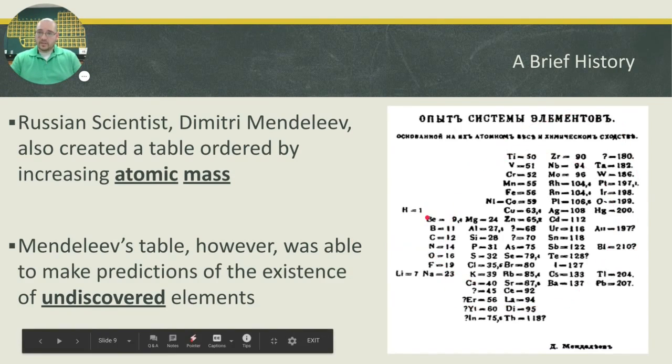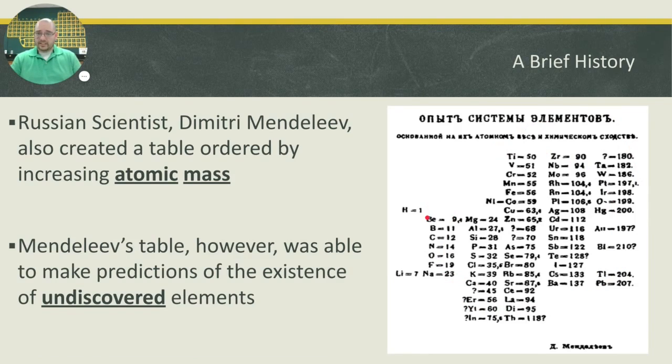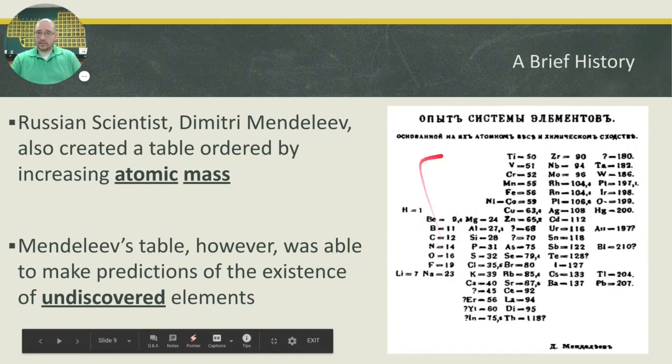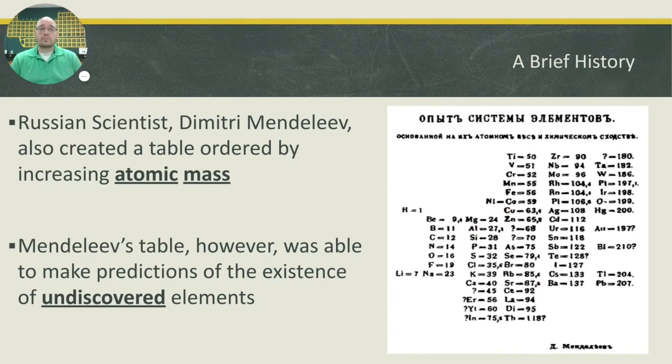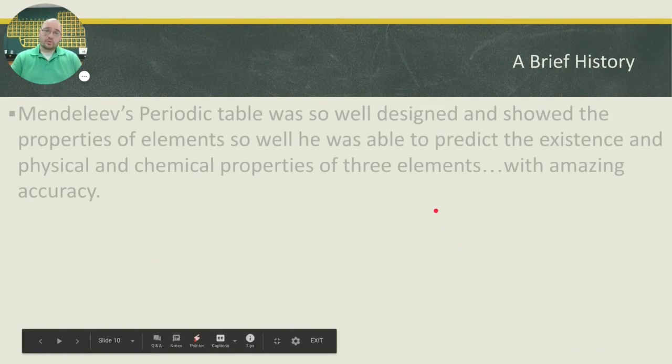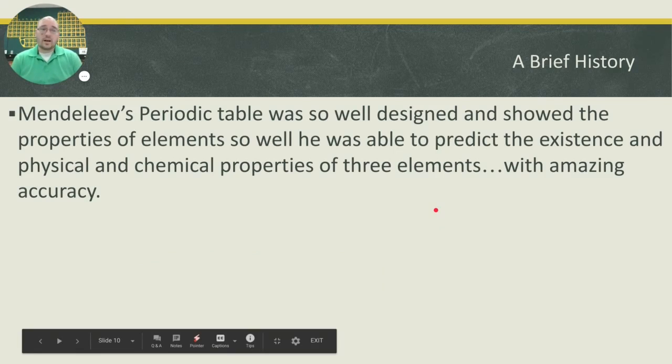This was Mendeleev's. And ours now is significantly different looking. It doesn't quite have the same look to it. He did things vertically instead of horizontally, the way we have things now. But he's called the father of the modern periodic table because his table had predictive powers. He was able to predict the existence of elements that we hadn't discovered yet.